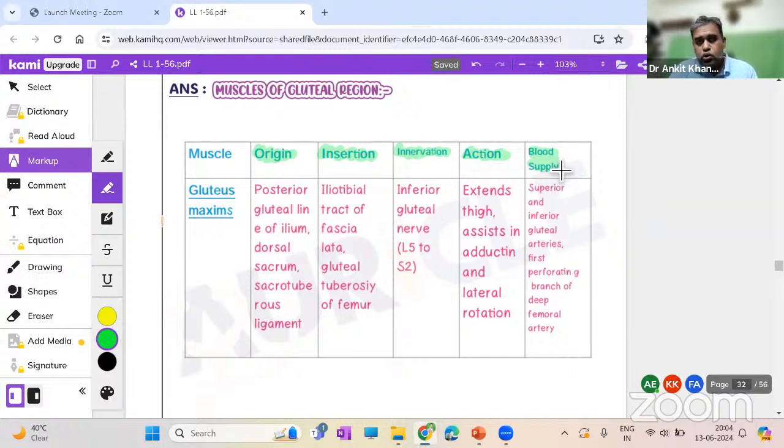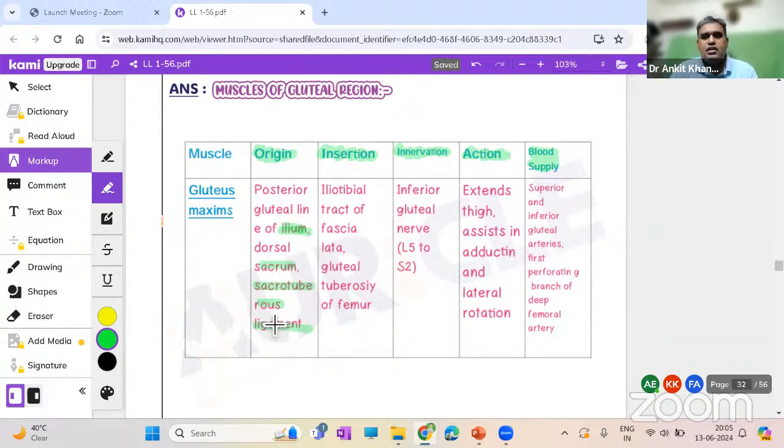So yes, the gluteus maximus is the huge muscle present in the gluteal region. Where does it take origin? It basically takes origin from the sacrum, coccyx, and around the iliac crest. So you can see over here the ilium, sacrum, and the sacrotuberous ligament, they all contribute to the origin of the muscle.